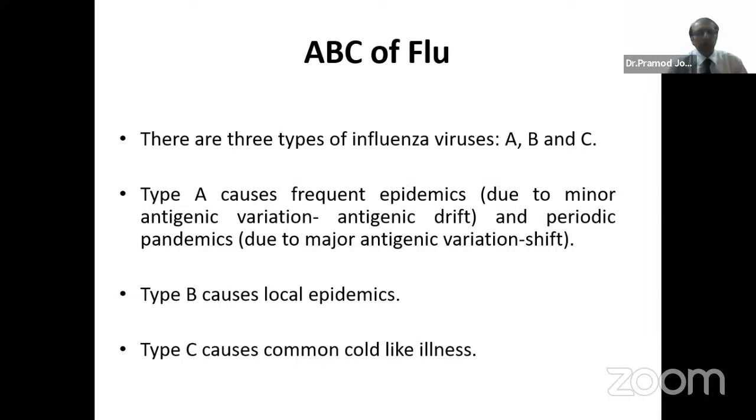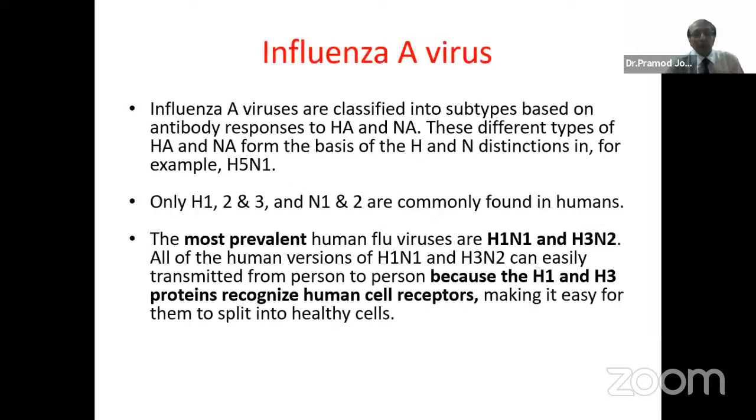restricted only to human beings, and it doesn't produce pandemics. It may produce local epidemics. There are some particular types of type B, Victoria and Yamagata, which are called lineages. Okay, so influenza A viruses are further classified based on the antibody response to HA and NA.